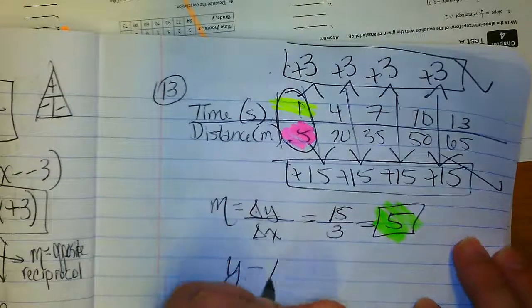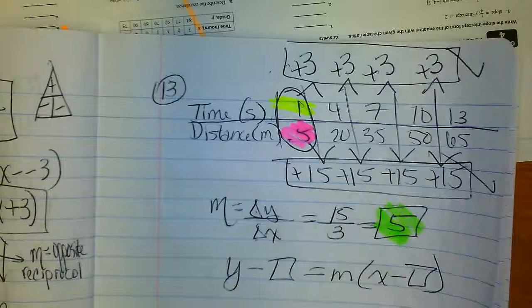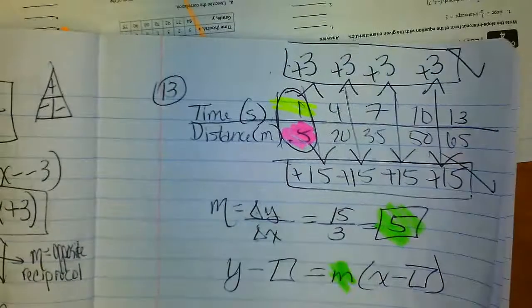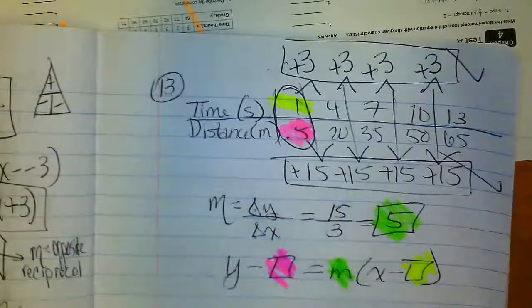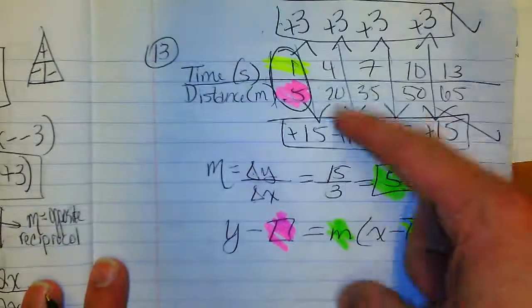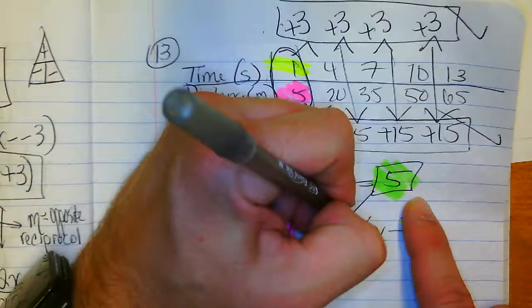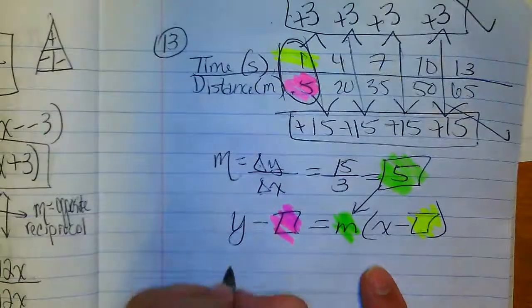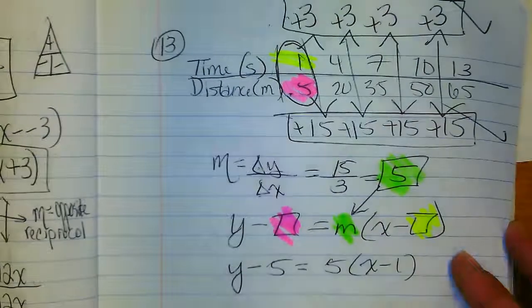You have y minus some number is m times x minus some number. So your slope is always m. Your y is going to be red in this one. Your x is going to be yellow. You're going to take the numbers and match them into the colors that they need to go into. So here's the short one. You can already see that one. That was pretty easy. So y minus 5 equals 5 times x minus 1.